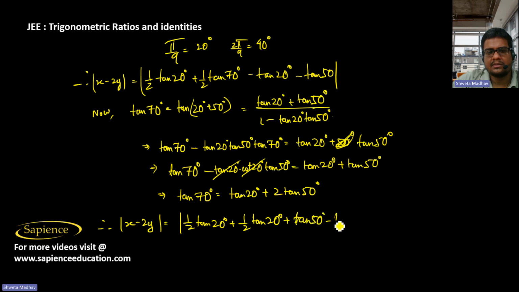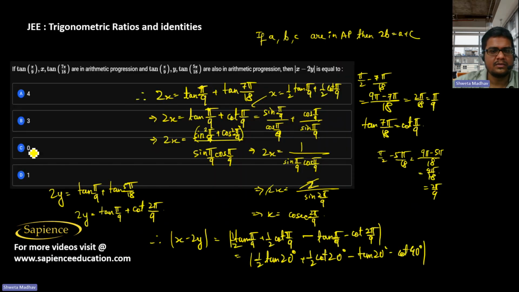Tan 50 minus tan 20 minus tan 50. Now tan 50 will cancel, and half tan 20 plus half tan 20 is tan 20, minus tan 20, that will cancel. So that is equal to 0. So therefore the value of modulus x minus 2y is 0. So x and 2y are the same. So option C is the correct answer.